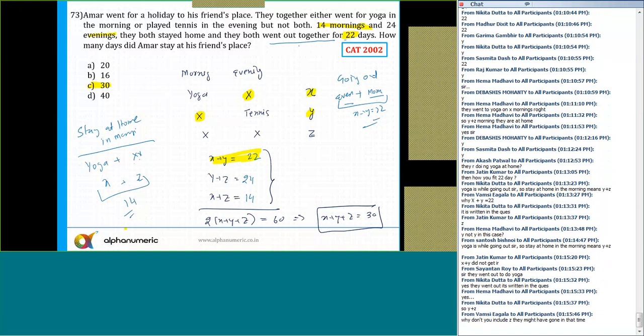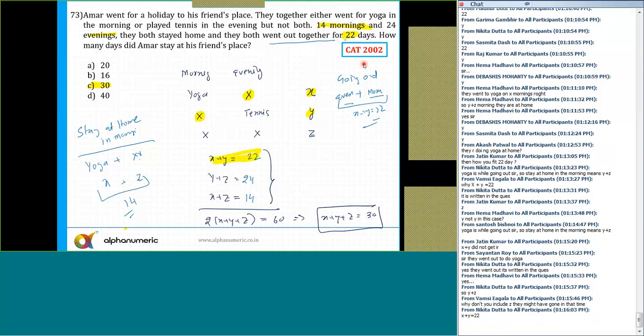That is the same thing, na guys. You are not understanding my point. They both went out for 22 days. So when will they go out? They are going out either for yoga or for tennis. So that's why it is X plus Y equal to 22. That is the same thing I am saying. In the evening they are not going out, or in the morning they are not going out. So X plus Y is equal to 22. Is that clear now?